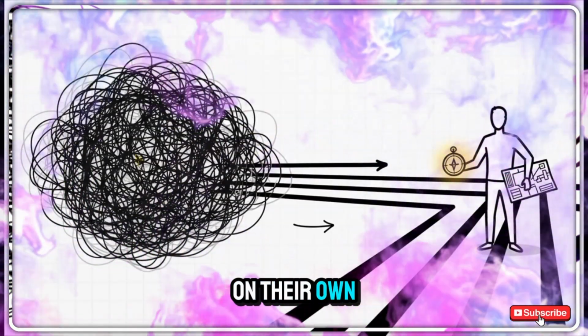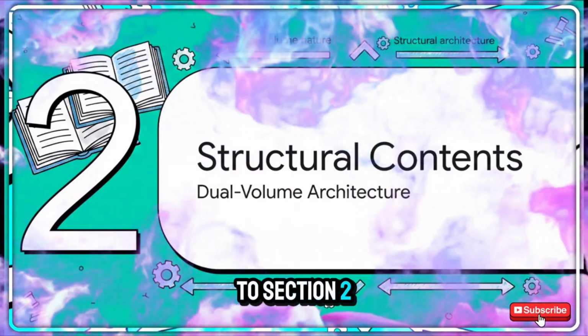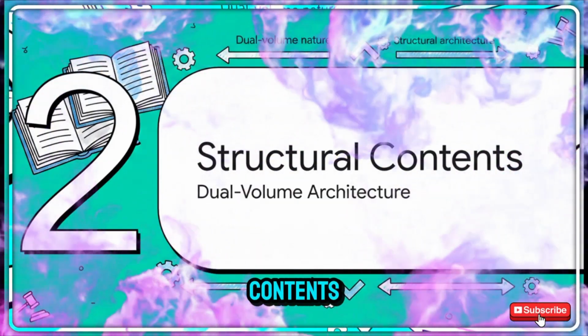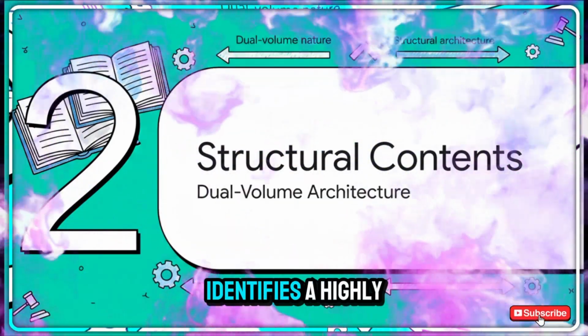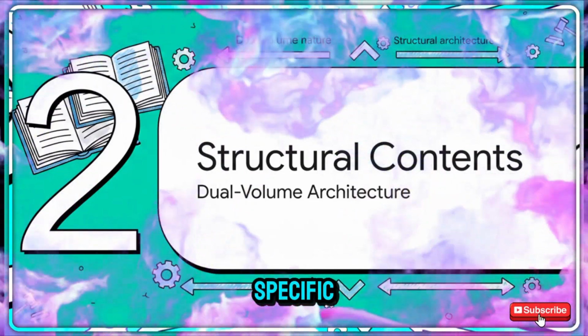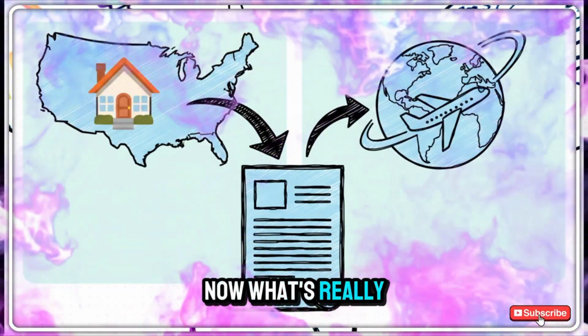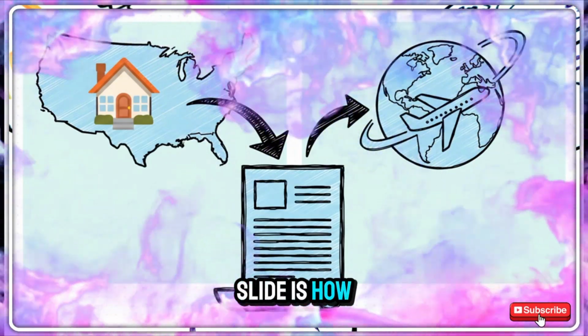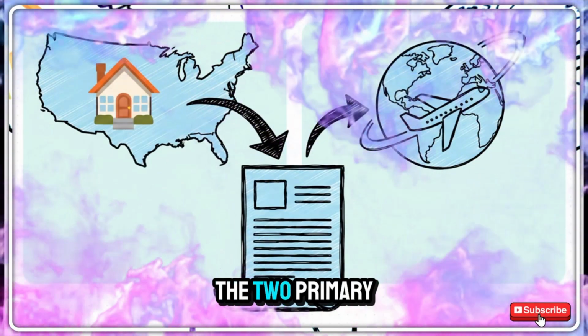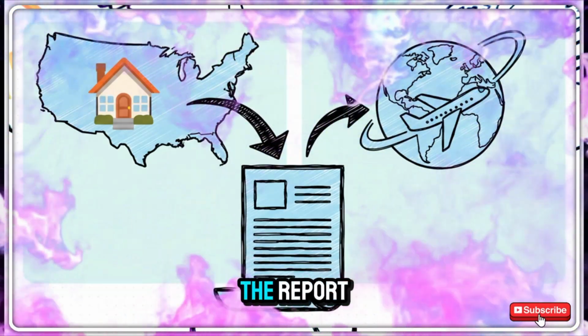Moving right along to Section 2, Structural Composition and Contents, the expert report identifies a highly specific dual-volume architecture to this documentation. Now, what's really interesting about this slide is how logically we can contrast the two primary pathways identified in the report.